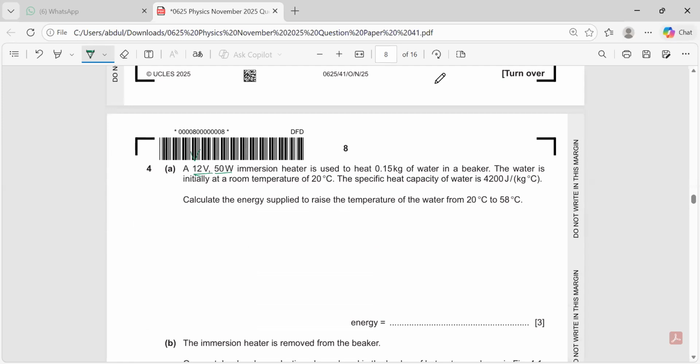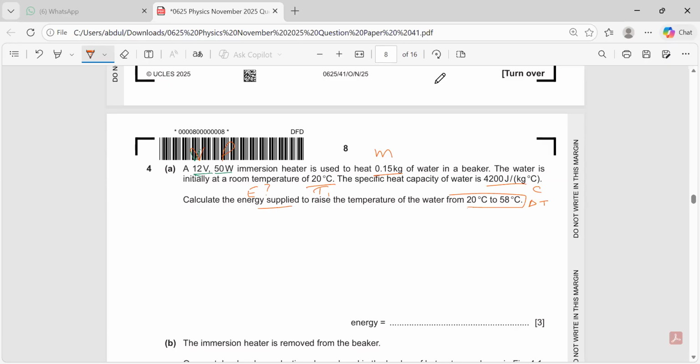So this is V, and this is power. It is used to heat 1.5 kilogram of water in a beaker. The water is initially at room temperature, so this we can say T1. The specific heat capacity of water is this. Calculate the energy supplied, E, we need to calculate to raise the temperature of the water from this to this. So this will help us to get delta T.